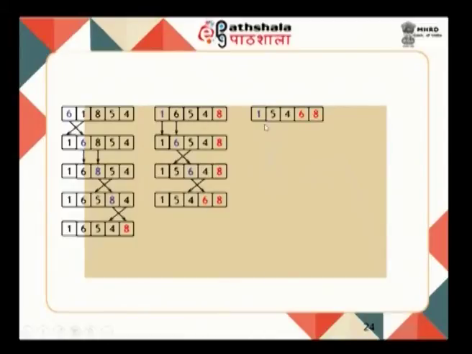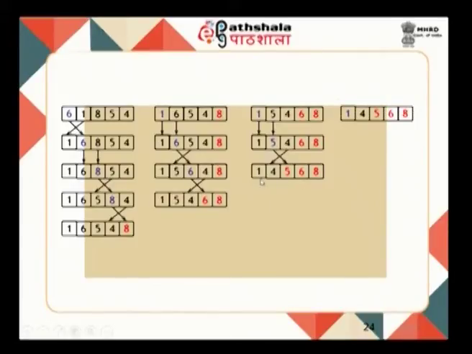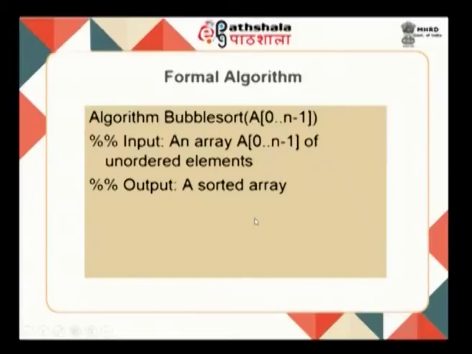Again I will start with this. In the next phase, 1 and 5 are in the proper order, but 4 and 5 are not in the proper order, therefore I am exchanging this. Now I am left with this. You can see very well now I have to compare only 1 and 4. That means it is in the proper order, therefore I can say that these elements are in sorted order. This is the kind of idea we are going to follow as part of this.